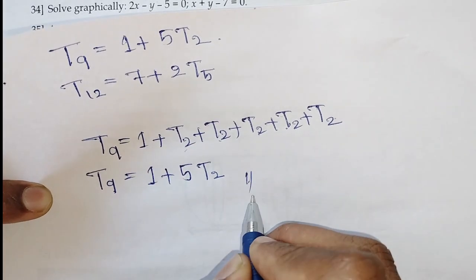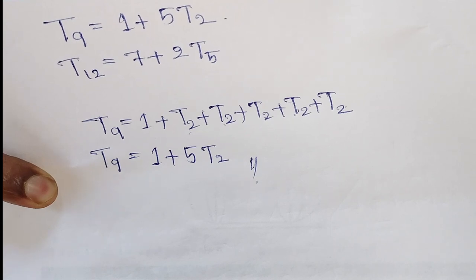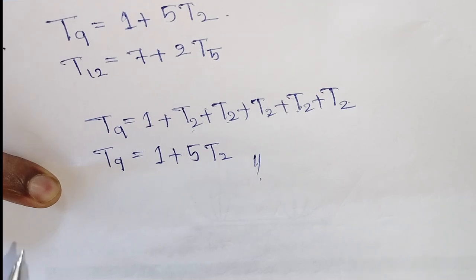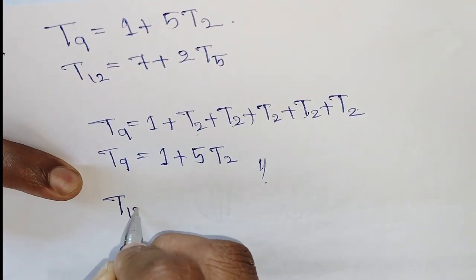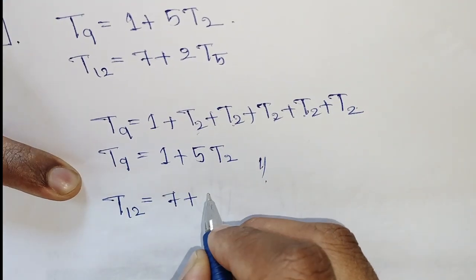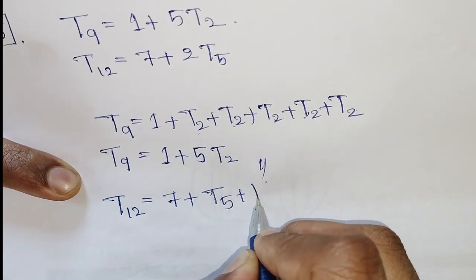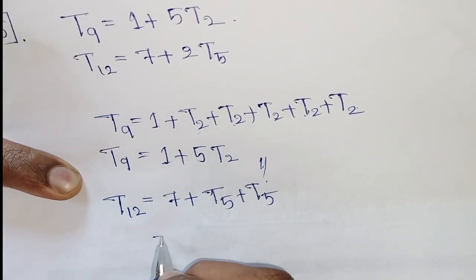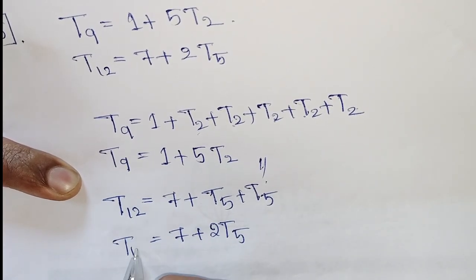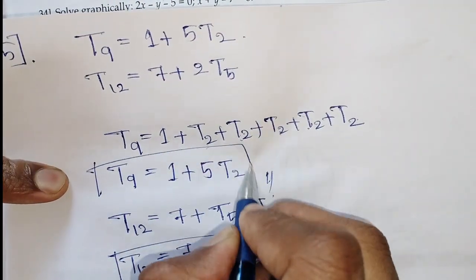It is important for you to read the problem, an important thing for you SSLC students. Okay, please read the question carefully. Next, T12 is 7 more, means 7 plus 2 times the 5th term, means 7 plus 2 times T5 becomes T12. Okay. This is the one relation and this is the other relation.